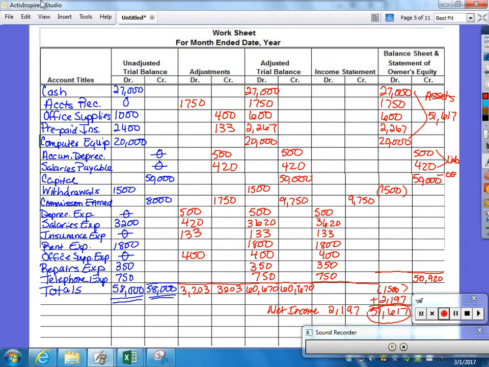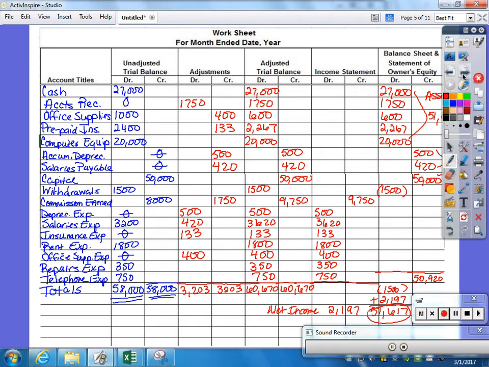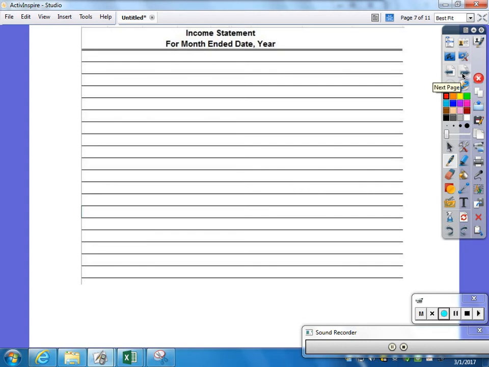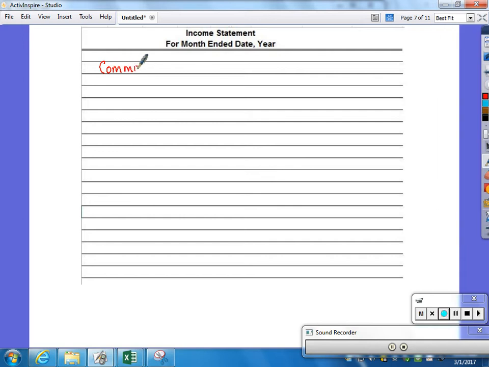So the first statement for us to do is what? The income statement. And what goes on the income statement? Revenue. So what do we list first? Revenue. What are they calling it in this problem? Commissions earned, and what's the balance for that? 9,750. What's next?